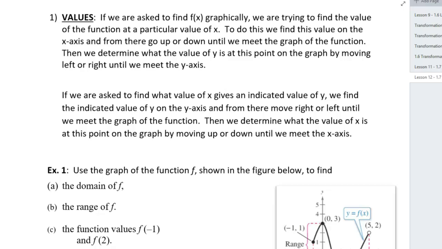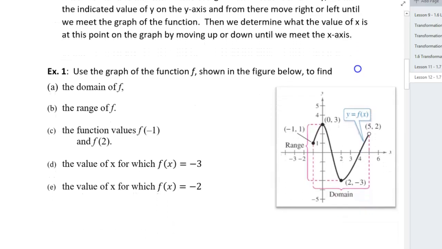To do this, we find this value on the x-axis, and from there go up or down until we meet the graph of the function. Then we determine what the value of y is at that point on the graph by moving left or right until we meet the y-axis. So let me show you an example.